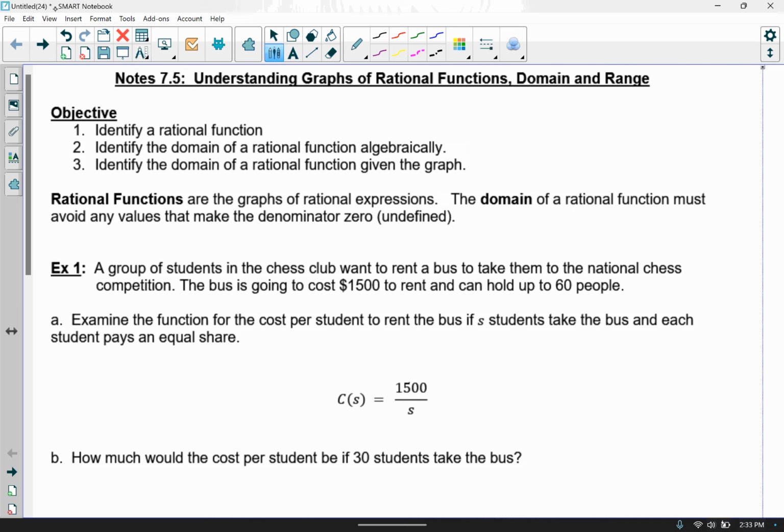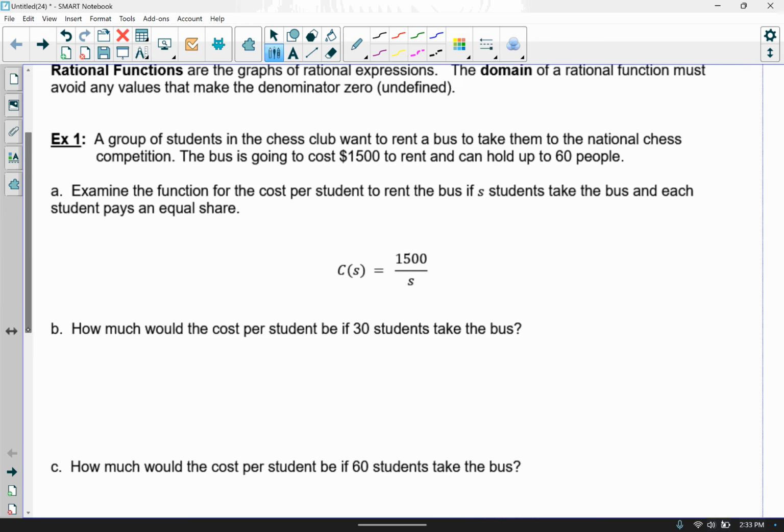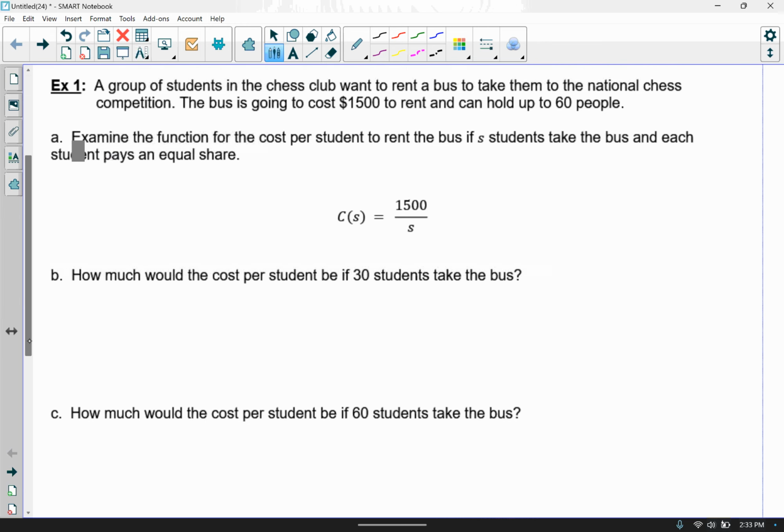All right, so we're going to start here in example 1 with an equation that looks very familiar to us and build on that type of equation in order to start discussing the idea of domain, all right? So if we come down here to example 1, it says that a group of students are in the chess club and they want to rent a bus to take them to the national chess competition. And the bus is going to cost $1,500 to rent and it can hold up to 60 people. So max people they can hold on the bus, 60.